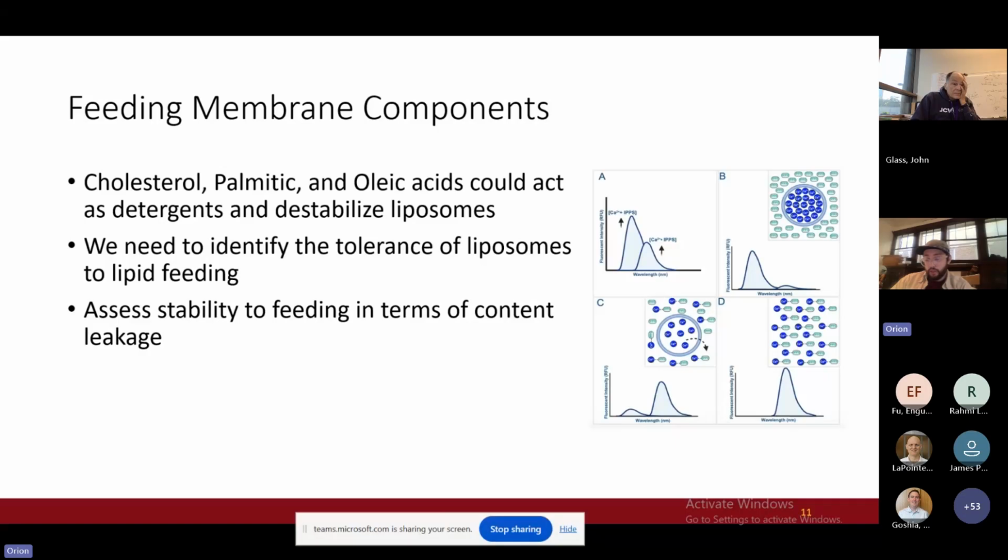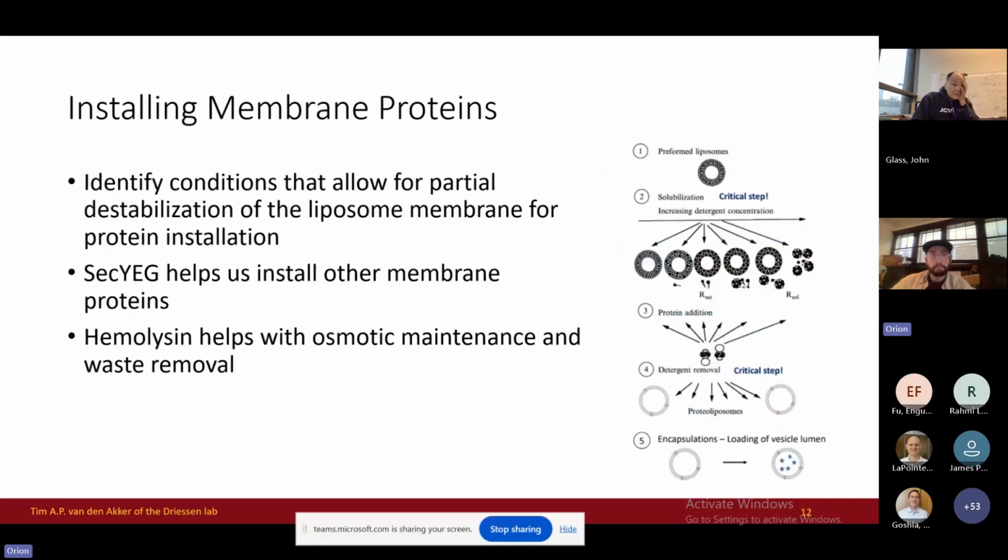Another thing I'll point out at this point is that some people have been looking at whether or not you can stabilize the lipid feedstock with cyclodextrins, so that they're less inhibitory or less disruptive to the liposomes. And that's something we would certainly integrate into this analysis. So Tyler also talked about the installation of SecYEG and other membrane proteins.